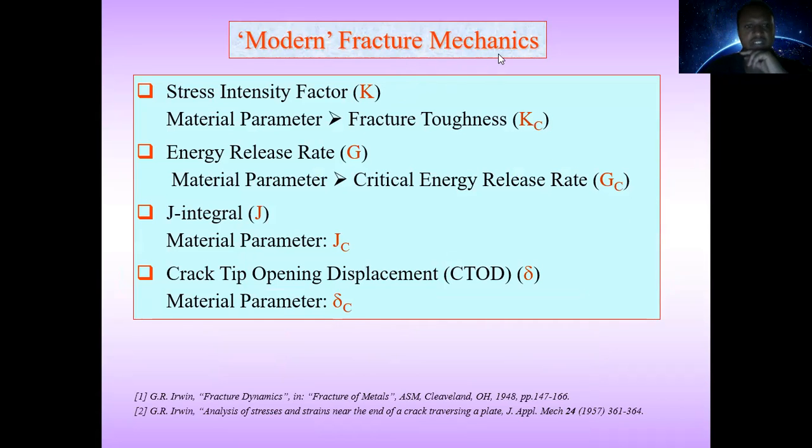So, modern fracture mechanics: stress intensity factor K, material parameter fracture toughness Kc; energy release rate G, material parameter critical energy release rate Gc; J integral J, material parameter Jc; crack tip opening displacement delta, material parameter delta C. So we are going to see another phenomenon developed by another scientist, G.R. Irwin, fracture dynamics. So we are going to see that point.